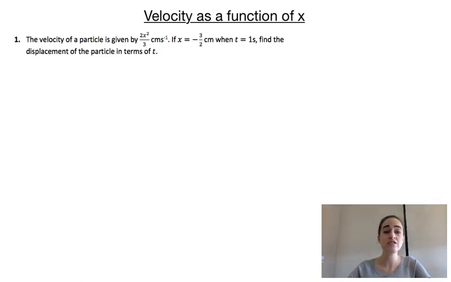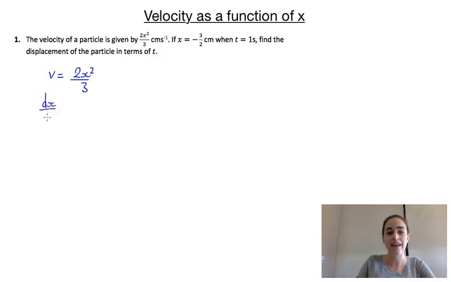So our first example tells us that the velocity of a particle is given by 2x squared over 3 centimeters per second. If x is equal to minus 3 centimeters when t is equal to 1 second, we want to find the displacement of the particle in terms of t. So what we're going to start with, we know that v is equal to 2x squared over 3. Rather than writing v, we can write that as dx/dt is equal to 2x squared over 3. And then we could rewrite that. So we want to find dt/dx, so we want to find the reciprocal of this.